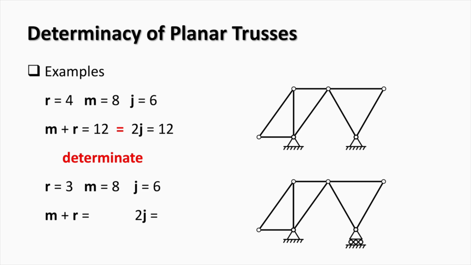The second truss has 3 reaction forces, 8 members, and 6 joints. The sum of reactions and truss members is 11, which is smaller than twice the number of joints. Therefore, this truss is unstable and will collapse.